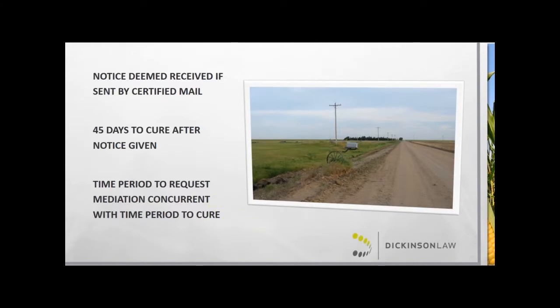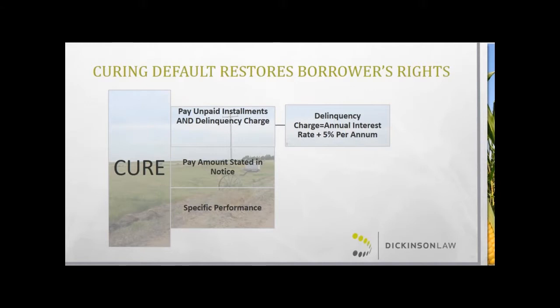We also have specific direction as to how the notice is delivered. The notice in this instance is going to be deemed received if sent by certified mail. The borrower has 45 days to cure the default after the notice is given. And the time period for a request for mediation, which we're going to talk about in a moment, also can run concurrently with this period. So you can send out your notice to cure, have that 45-day window start running, and then at the same time you can initiate the request for mediation and potentially see if that can occur in the same period.